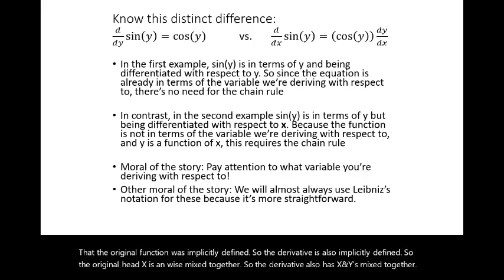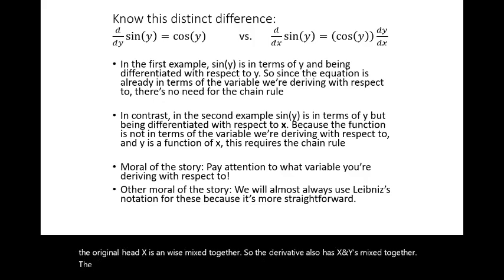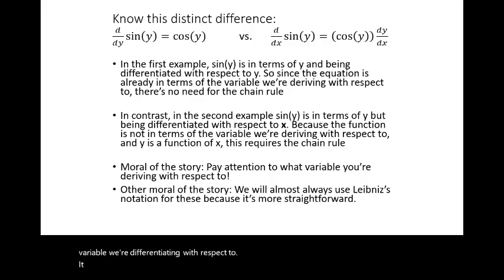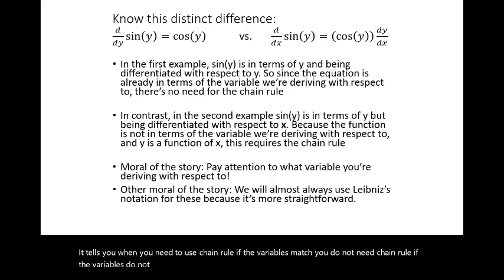Now, the reason why we're using Leibniz's notation is because Leibniz's notation tells us what the variable we're differentiating with respect to is. So it tells you when you need to use chain rule. If the variables match, you do not need chain rule. If the variables do not match, you need chain rule. So there's a little difference between these two, but there's a big difference.